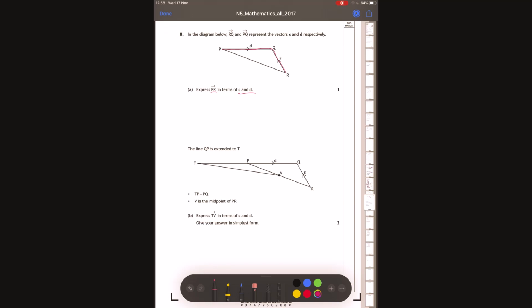Well, to get from P to R, we go along D, and then we write negative C, because it's vector C, except we're going the opposite direction. So when you go in the opposite direction to the way it's telling you to go, then you just do negative whatever that vector is. And that's your answer for that part.